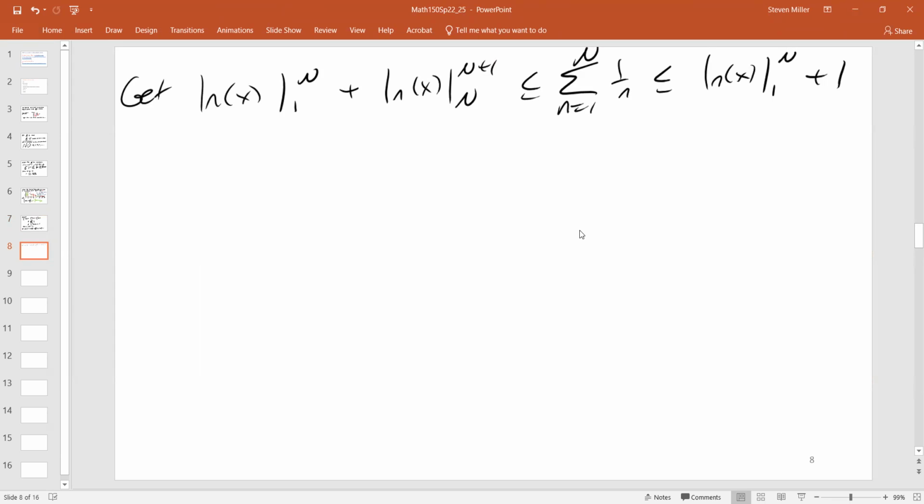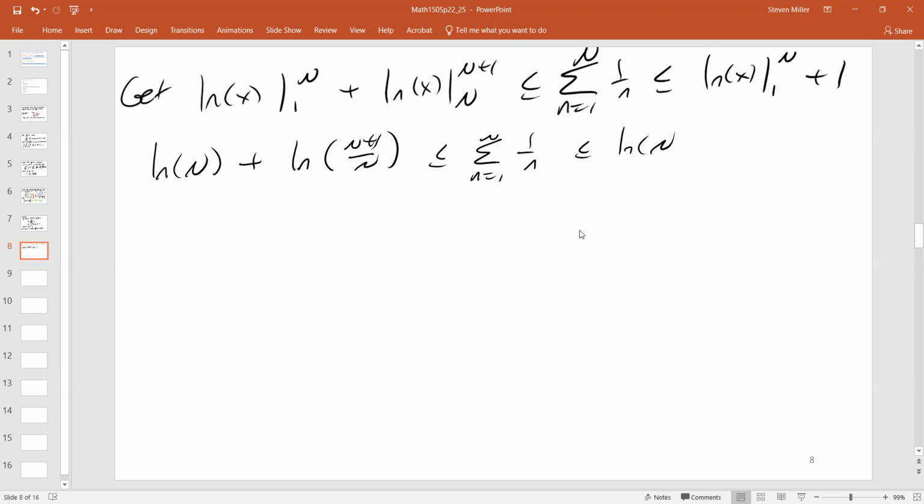What's the natural log of 1? Zero. So we would get the natural log of n plus 1 over n is thus less than or equal to the sum from 1 to n of 1 over n, is thus less than or equal to the natural log of n plus 1. As n gets very, very large, what's the natural log of n plus 1 over n? What does that go to? So what does n plus 1 over n go to as it gets really, really large? Goes to 0? No. Well, n plus 1 over n goes to 1. And the natural log of 1 is? 0. So this piece is going to 0.